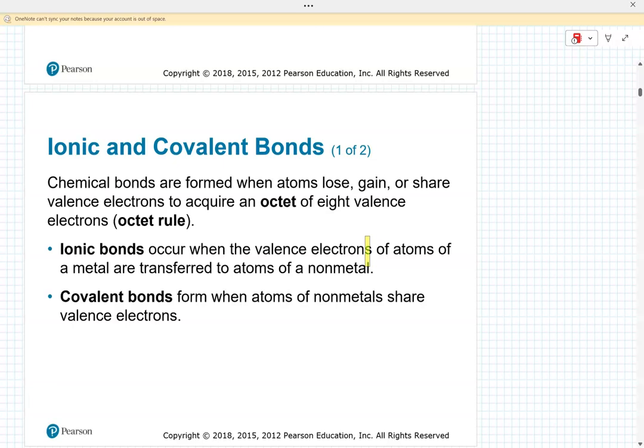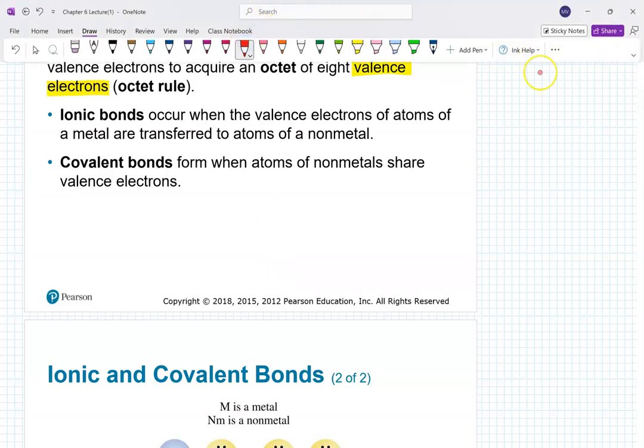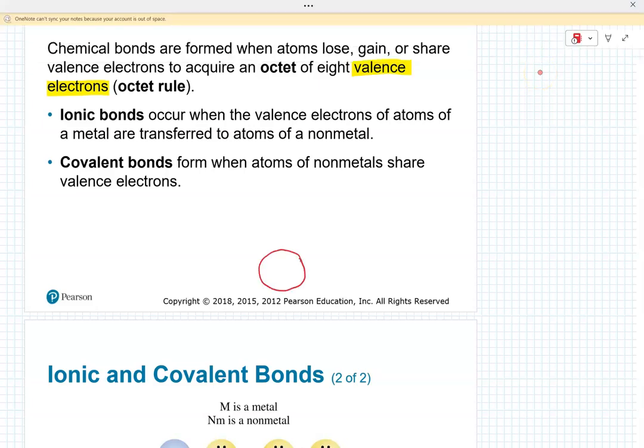So, first of all, there is a concept here that we didn't talk about yet. The concept of valence electrons. So we need to address this. So let's say you have a nucleus of, say, lithium.